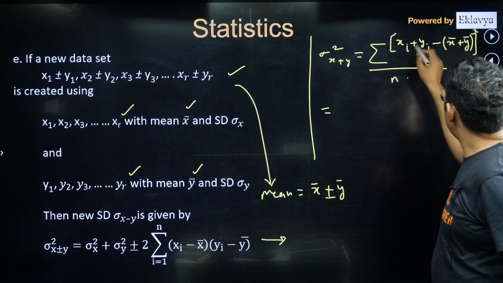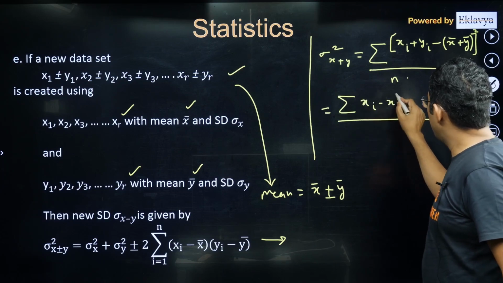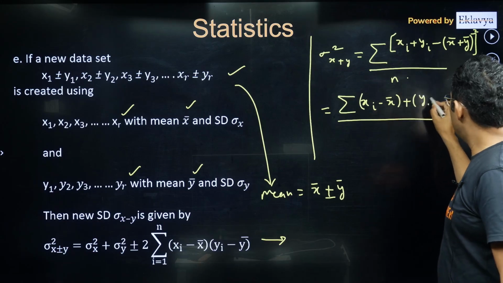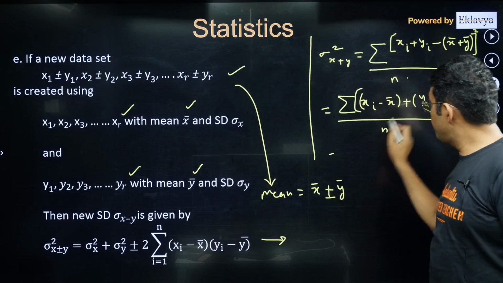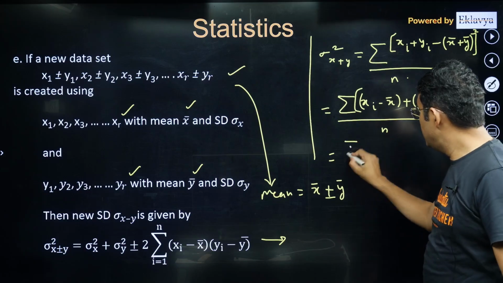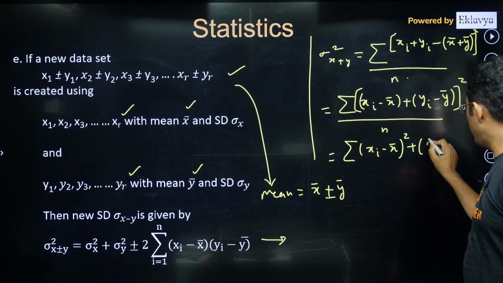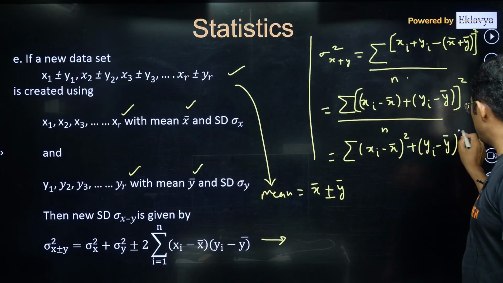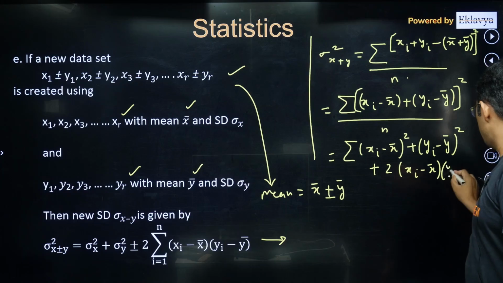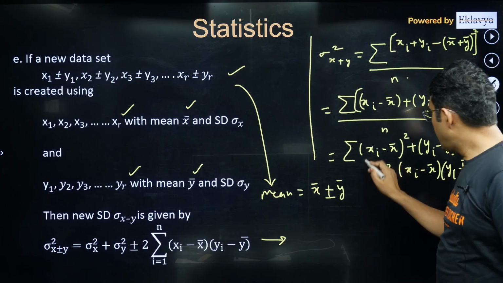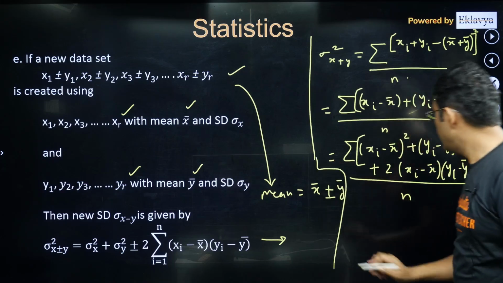Now you can write this expression inside sigma as xi minus x bar plus yi minus y bar whole square divided by n. Now if you open the whole square inside this, it will be summation of xi minus x bar square plus yi minus y bar square plus 2 times xi minus x bar into yi minus y bar, and this entire thing inside this summation divided by n. Okay, now I think we are done.